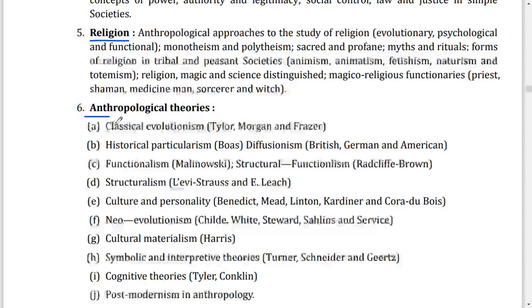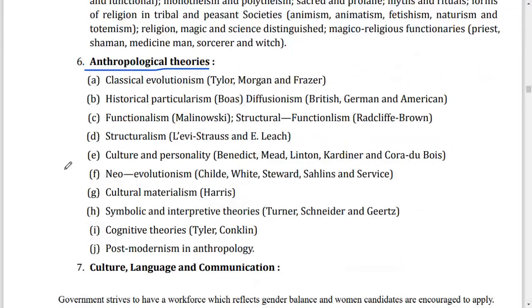6. Anthropological theories. A. Classical evolutionism: Tylor, Morgan, Frazer. B. Historical particularism: Boas; diffusionism: British, German, and American. C. Functionalism: Malinowski; structural functionalism: Radcliffe-Brown. D. Structuralism: Levi-Strauss and Leach. E. Culture and personality: Benedict, Mead, Linton, Kardiner, and Cora Du Bois.